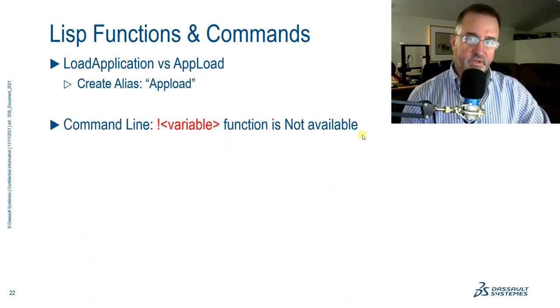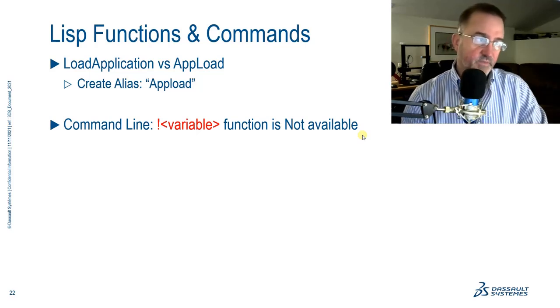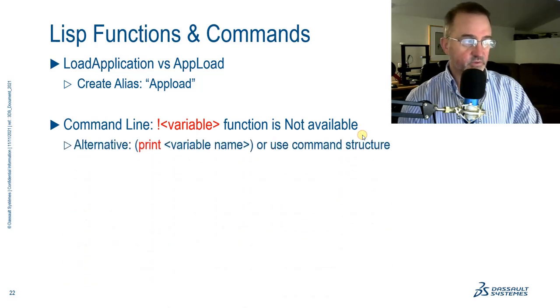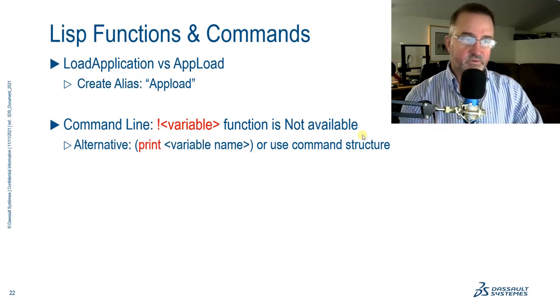The next one is the methodology of getting the value of a variable at the command line. Now, I'm used to typing an exclamation point and typing the variable name to retrieve that value as I'm going through and testing. But in DraftSight, that function is currently not available. So an alternative is to use open parenthesis, print, and then the name of the variable to retrieve its current value.